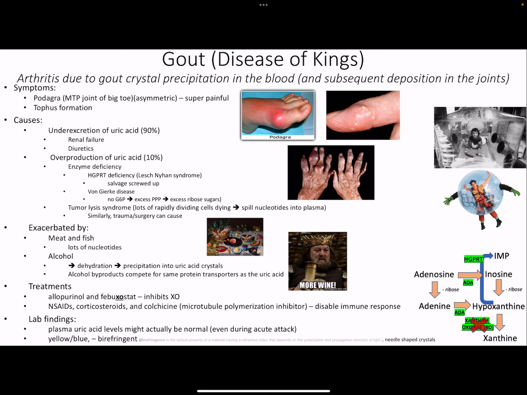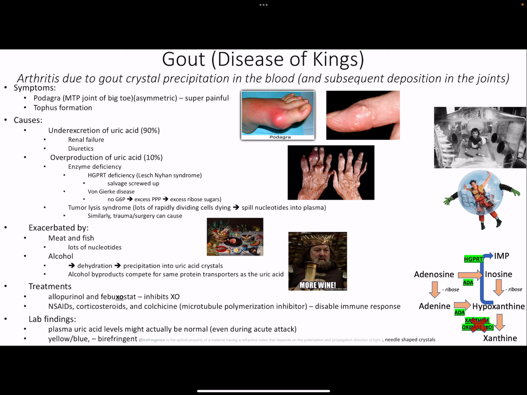Gout, called the disease of kings. We'll see why. It's a type of arthritis due to, if you have too much uric acid in the blood, it becomes something called monosodium urate, and for whatever reason it starts clumping together, and then it deposits in joints, and it causes an immune response, which just generates a lot of pain.